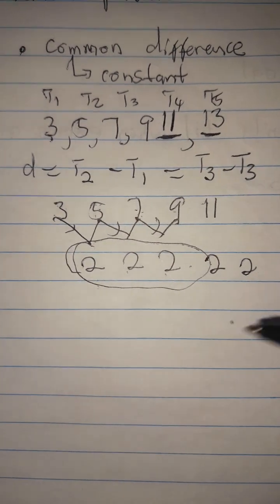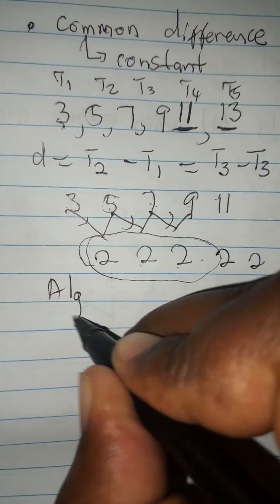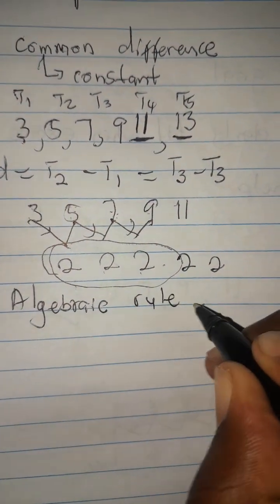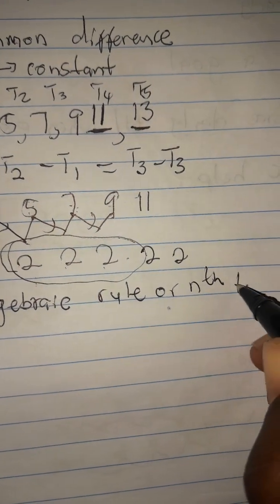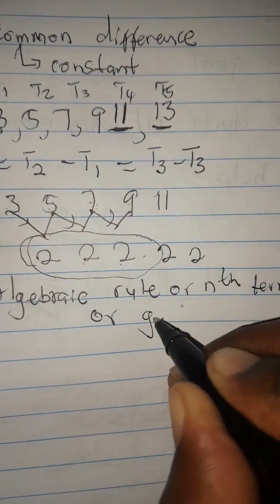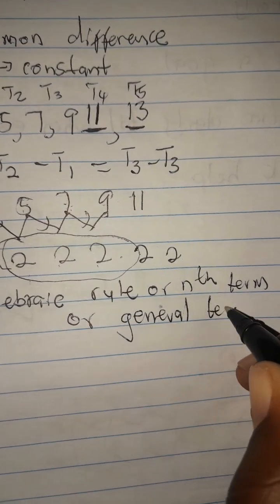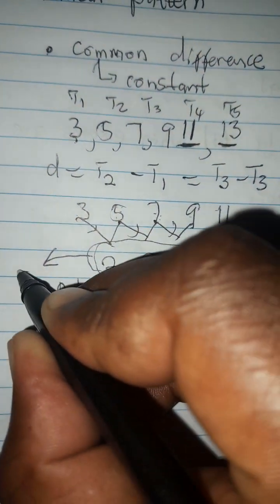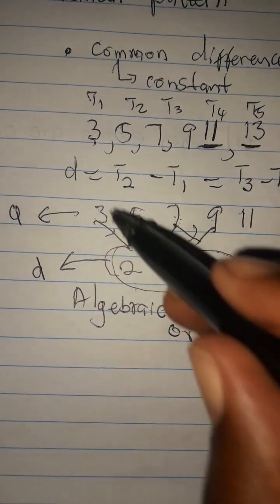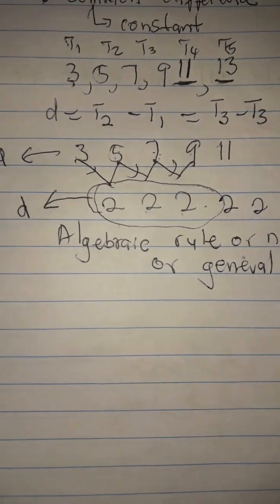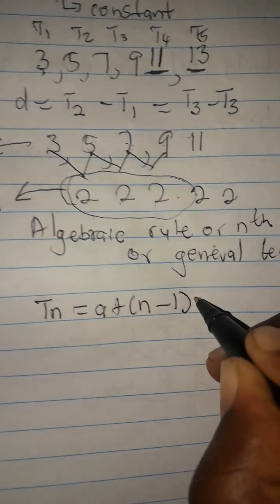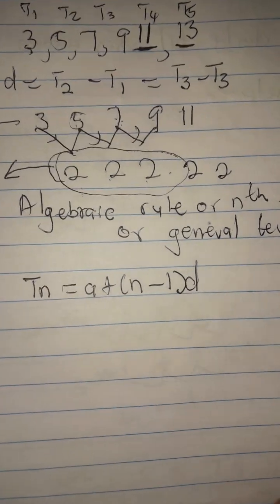Another thing, they will ask you about an algebraic rule in terms of the linear pattern. They will ask you for an algebraic rule, or an nth term, or a general term. So let's work this out. Let the difference be D, and T1 is our first term, A. For you to get the general rule, we use this formula: Tn equals A plus (n minus 1) D. This is the formula that you're going to use to get a general term.